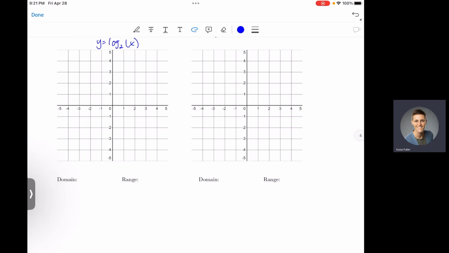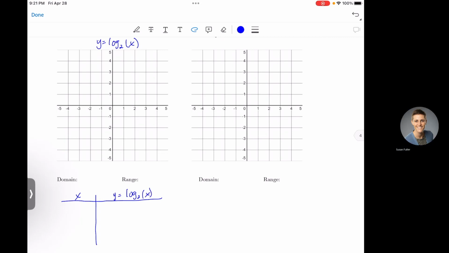The way that I want to go about this is we'll just do an old school X, Y chart and figure out what Y is for a few different values of X. And then we will plot those values and put them on the graph. All right, so a few nice values of X for us to choose here. I'm going to choose 1/2, 1, and 2.